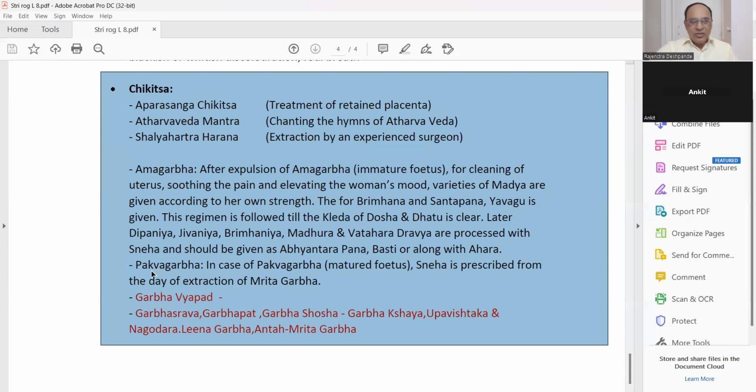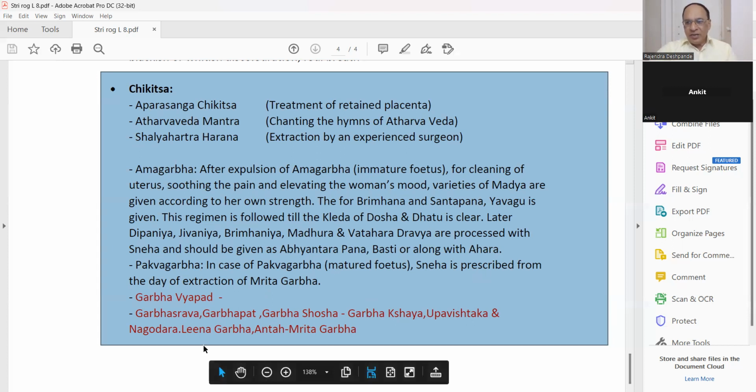Then what is that? Pakva Garbha. This was Ama Garbha. This is Pakva Garbha. In case of Pakva Garbha, that is matured fetus, Sneha is prescribed from the day of extraction of the Mrita Garbha. When you take out that Mrita Garbha, then the lady is given again some Sneha Dravyas to maintain the nutrition of her own. Okay.